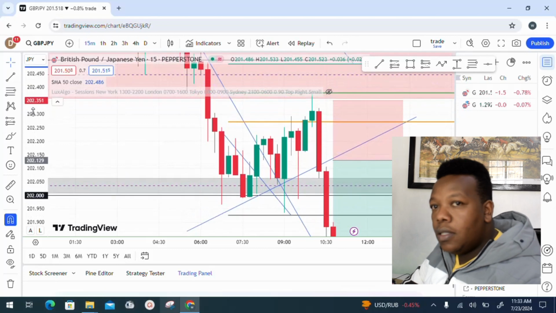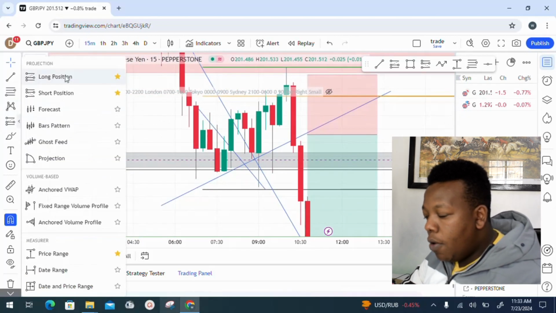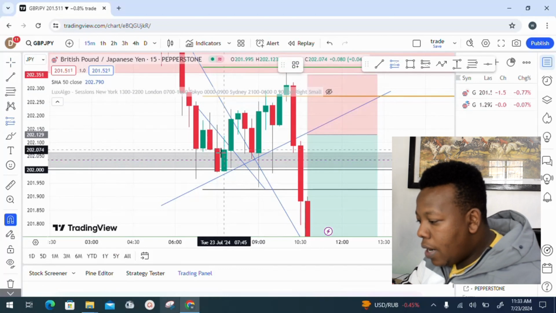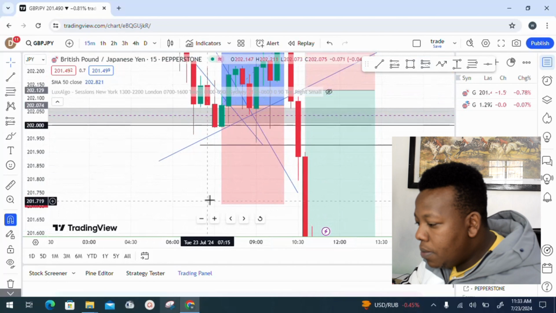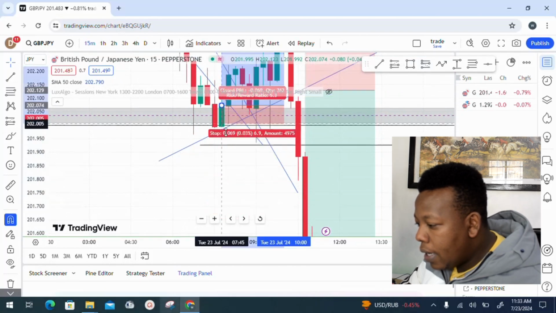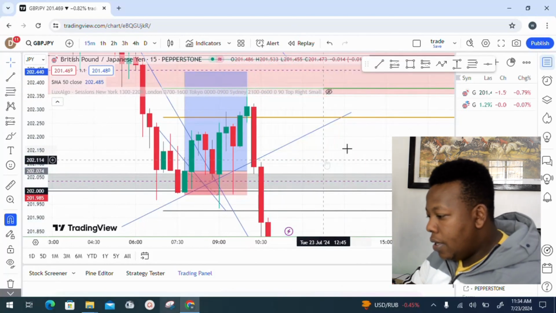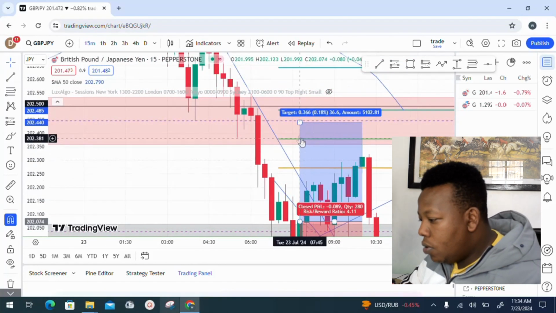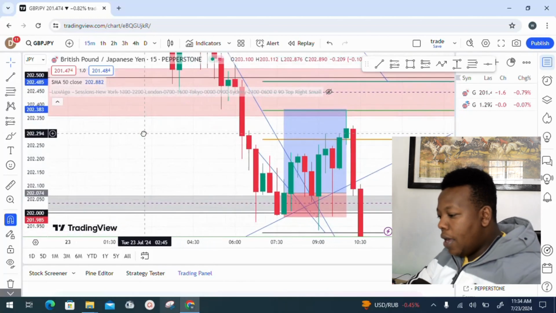I placed my stop loss around here. Let me just, for the long position, it was around here. Sorry for that. So I placed my stop loss around there. I guess I was very tight when it comes to placing my stop loss. So let me just delete this one. That's the move I just got. So I just targeted my trade to be around there, you can see.